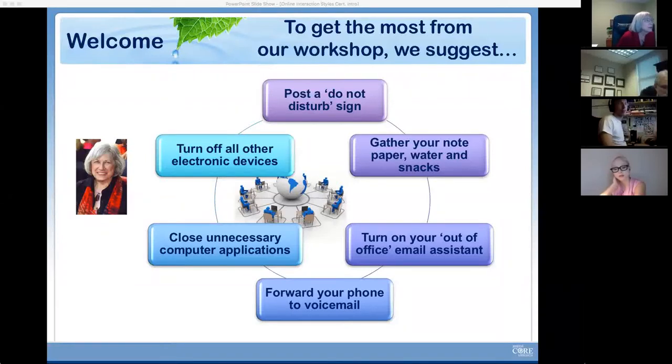All right, so welcome to the introduction to the Interaction Styles Certification. This is an online certification, and my goals here are to give you enough of an understanding of what we're doing to know if you want to know more, and at the same time give you some hints and things about some very important pieces around setting up safety.